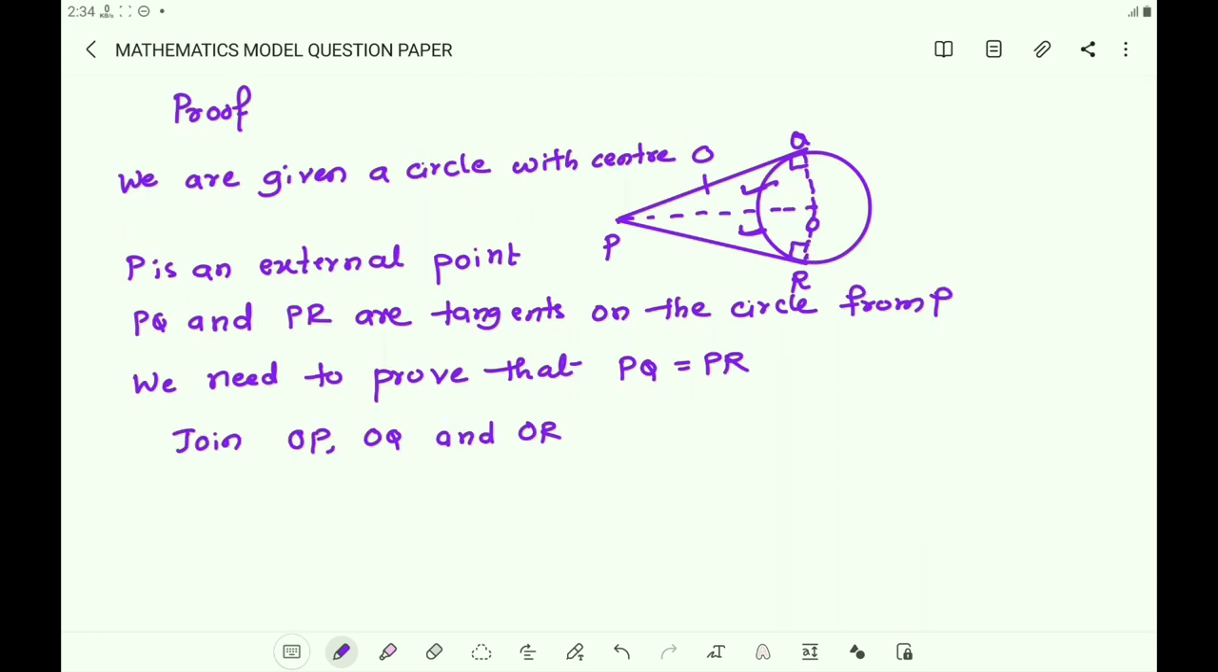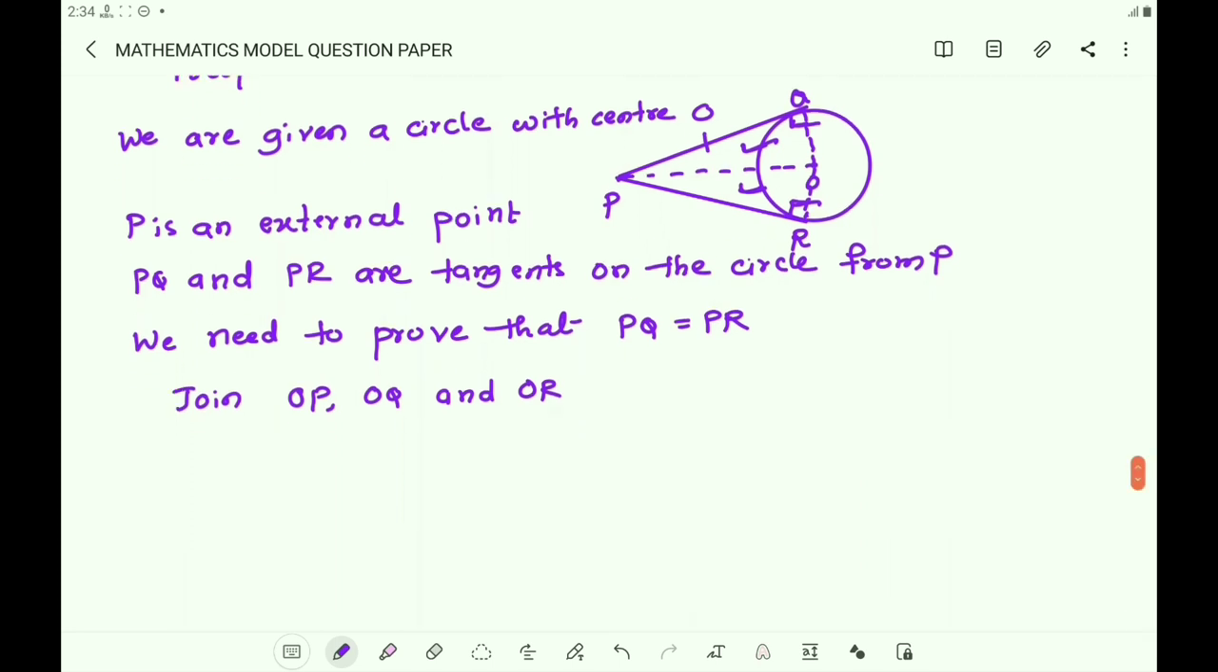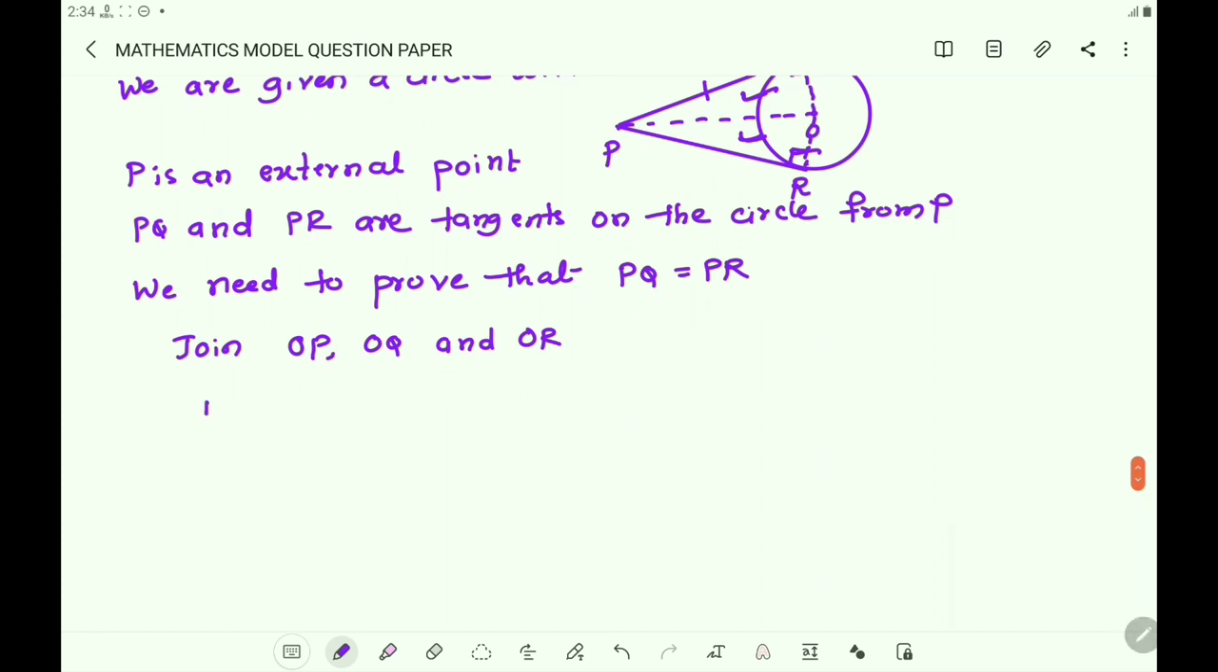Now these two are the right angle triangles. Triangle OQP and triangle ORP are the right angle triangles because these two are the right angles, that is the angle between the radius and the point of contact. So you take the right angle triangles directly, you can write in right angle triangles OQP and ORP. Why do you have to take these two triangles?